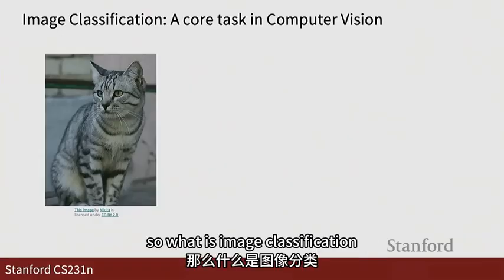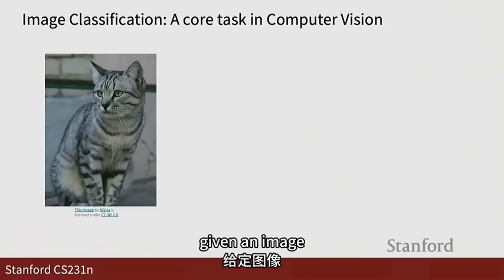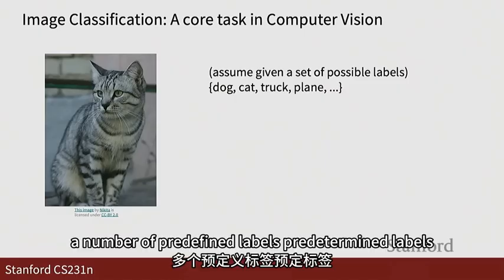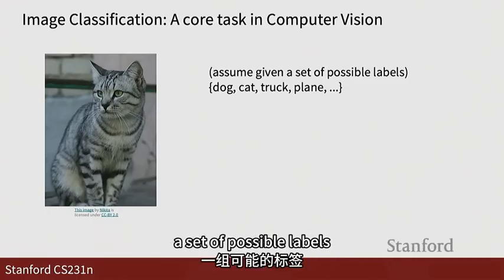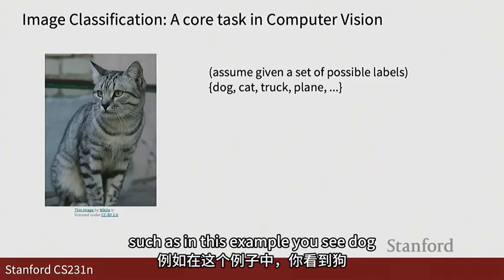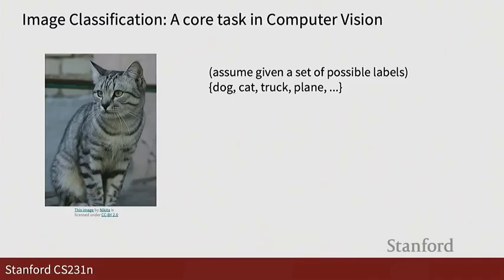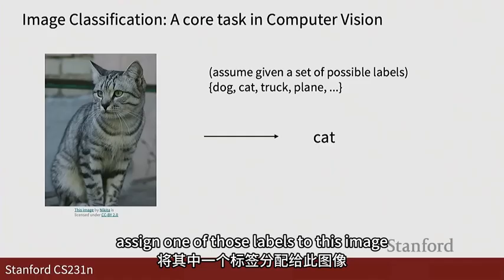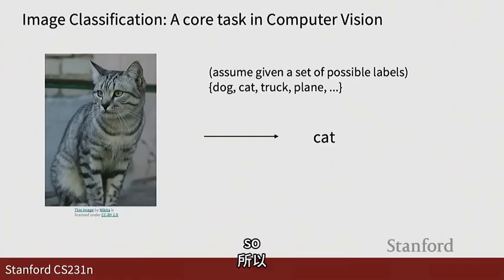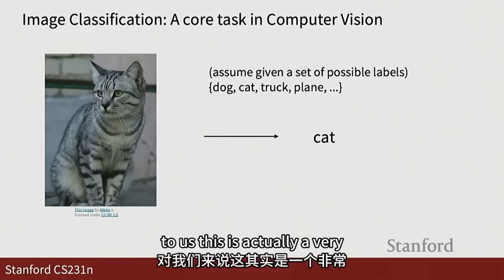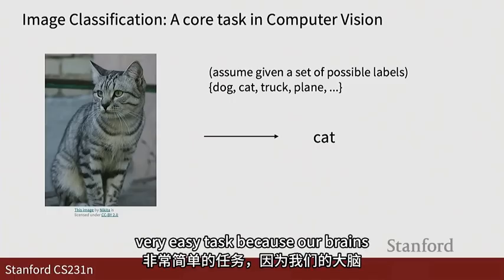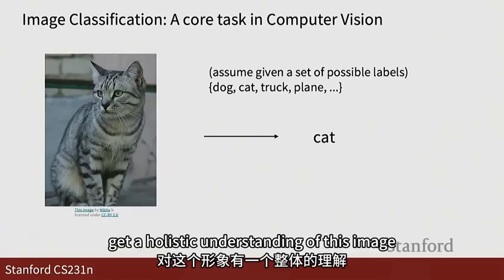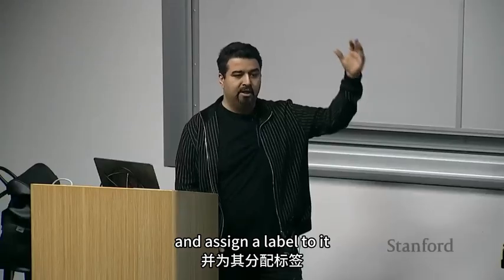So what is image classification? Given an image and a number of predetermined labels, a set of possible labels, such as in this example you see dog, cat, truck, plane, and so on, the job of the system is to assign one of those labels to this image. To us, this is a very easy task because our brains, our cognitive system, is wired to get a holistic understanding of this image and assign a label to it.